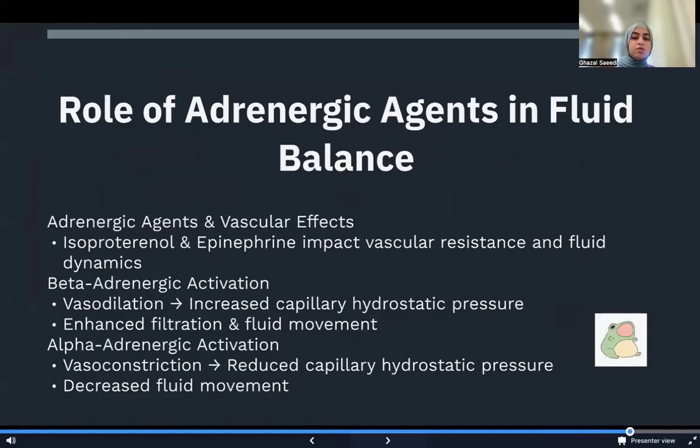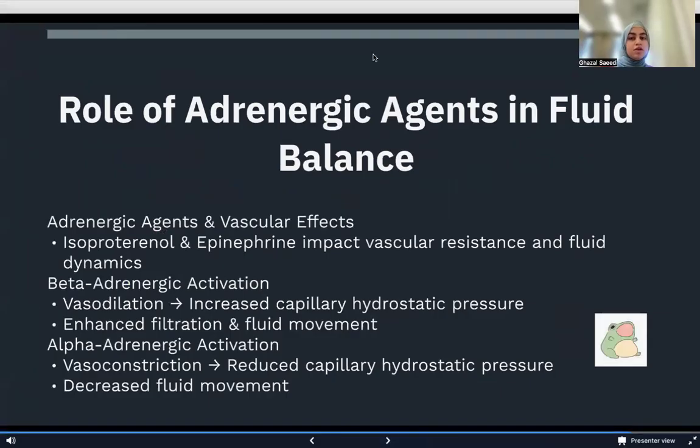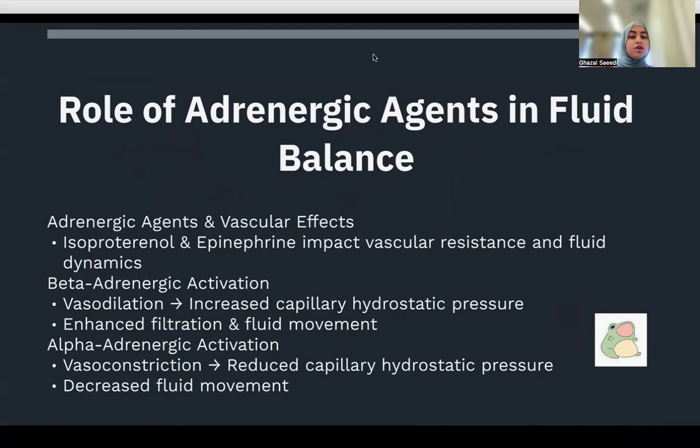Adrenergic agents like isoproterenol and epinephrine significantly influence vascular resistance and fluid dynamics. Activation of beta-adrenergic receptors leads to vasodilation and increases capillary hydrostatic pressure, enhancing filtration, while alpha-adrenergic receptor activation induces vasoconstriction and reduces fluid movement.